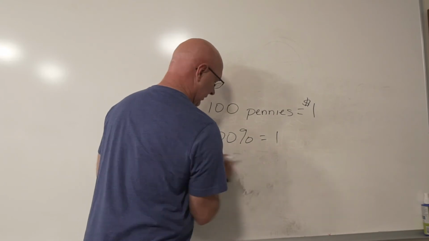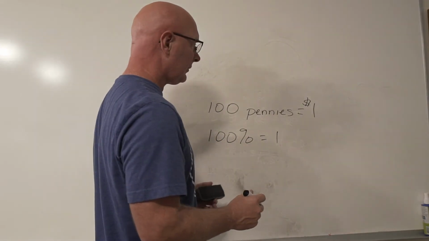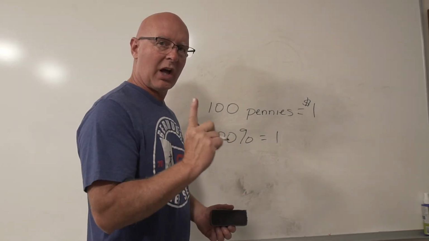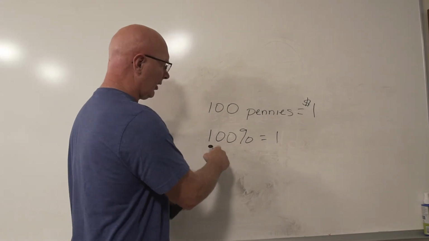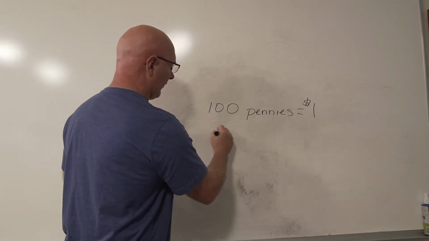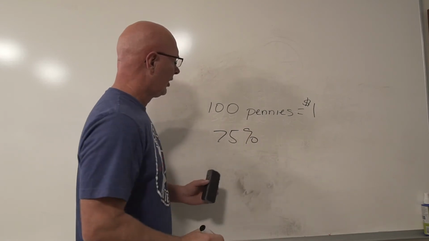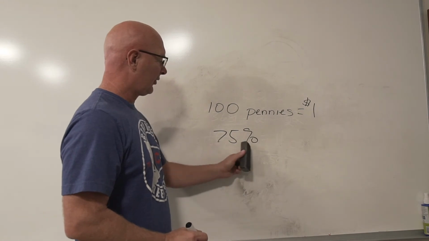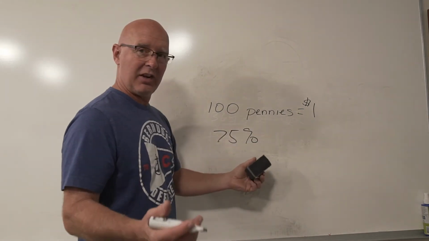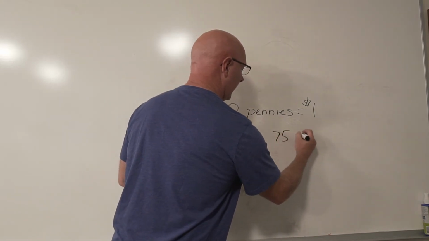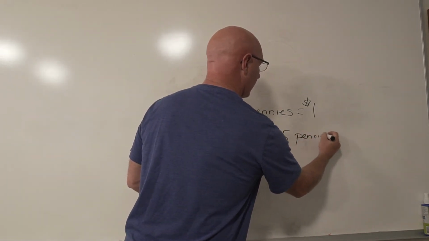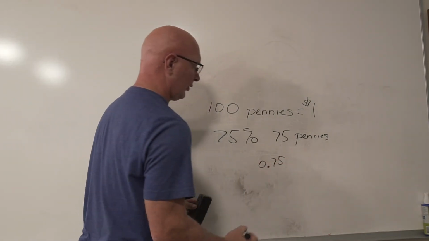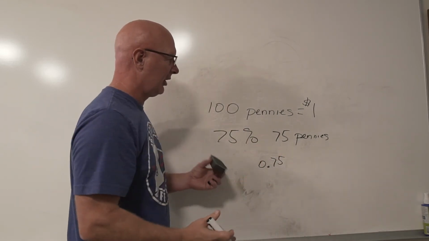So let's think of one more thing. Let's say that I tell you that I want you to give me 75% of $1. Well, we know that 100 pennies makes up a dollar. So 75% of 100 is 75. So I know that I need 75 pennies. Well, what is another way to write that with what we just learned? It's $0.75, or 75 pennies, or 75%, or whatever it is that you're looking at.